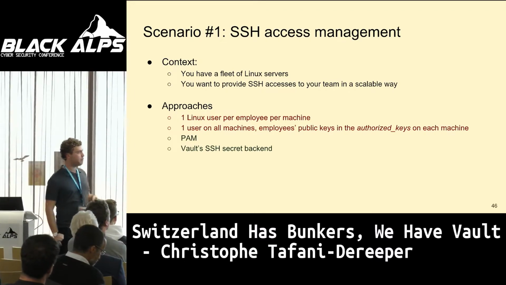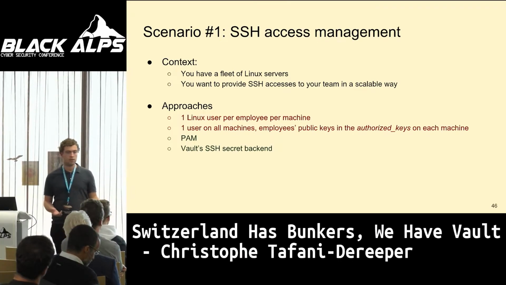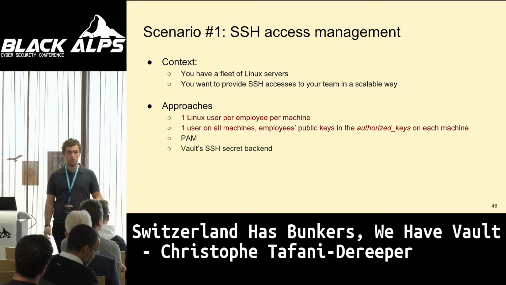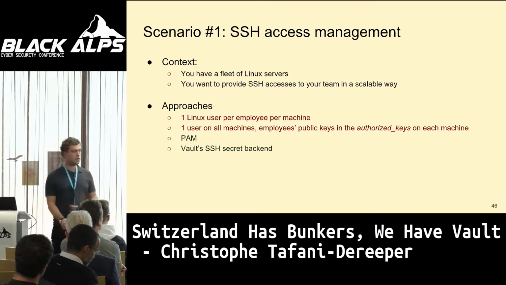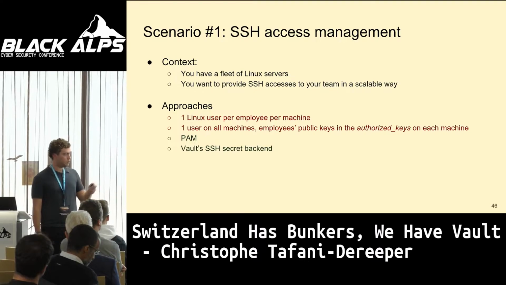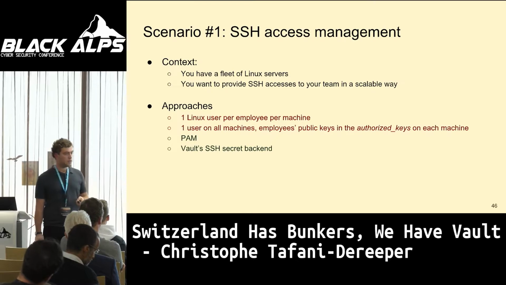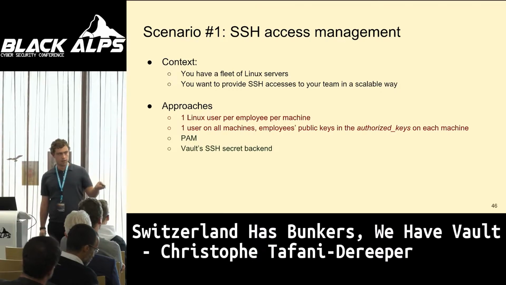the context is that you have a bunch of Linux machines, and typically you want to give some group of people a certain level of access via SSH to these machines, and you want to do it in a scalable way, meaning that you don't want to create one user account per machine per employee. You don't want to have to bundle all the public keys of all your employees on all the machines. So typically you're down to two solutions: PAM, so pluggable authentication modules of OpenSSH, and we can also use the Vault SSH secret backend. And this is the solution that we are going to see.